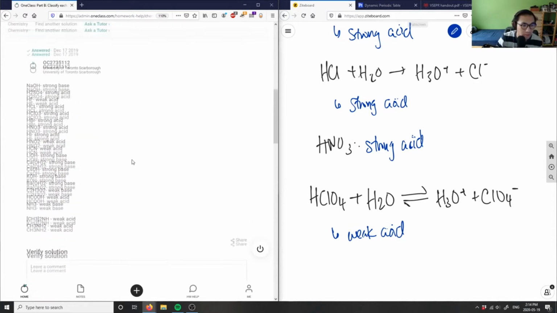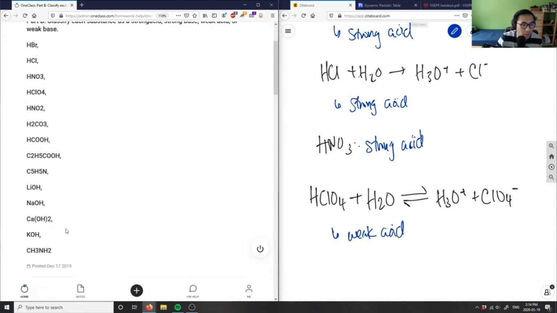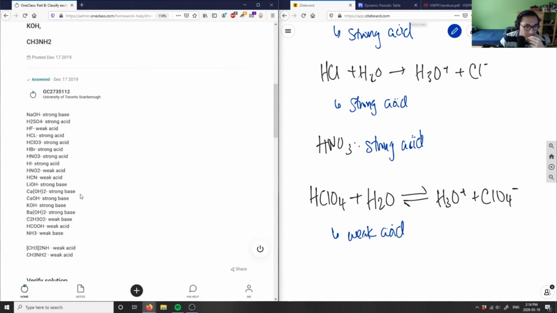Let's check my answers here. HBr is a strong acid, which is good. HCl is a strong acid, that's good. HNO3 is also a strong acid, that's good. And HClO4 should be a weak acid. HClO4, where do I see this? I don't think they put it here. They put HClO3 minus, but I don't think they put HClO4. Weird. But we know it's a weak acid, so I don't think they included it in the solution, which is okay.